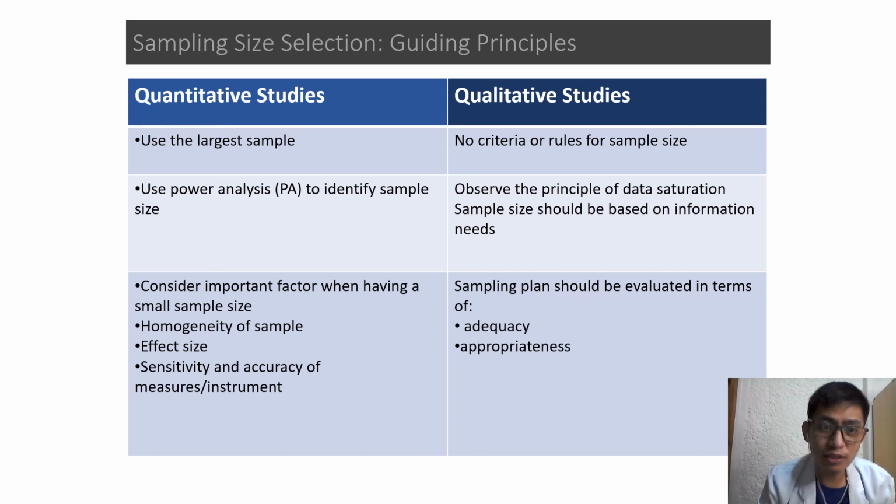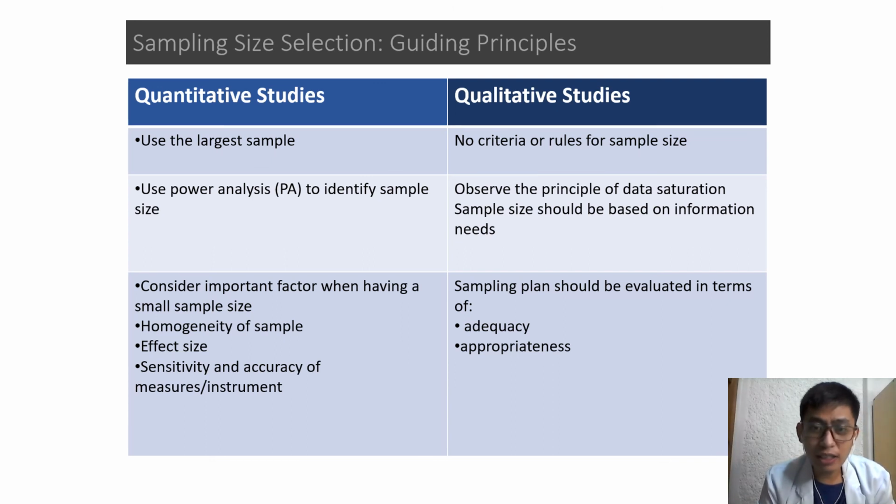Sample size selection. In quantitative, use the largest sample, because the larger the sample, the higher the confidence level and the lower the margin of error. In qualitative studies, there are no criteria or rules for sample size. Quantitative studies use power analysis to identify sample size, while qualitative studies observe the principle of data saturation. I've already discussed this. In quantitative studies, consider important factors when having a small sample size: homogeneity, effect size, sensitivity, and accuracy of measurement and instruments.